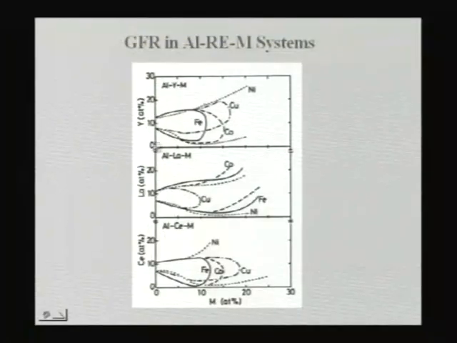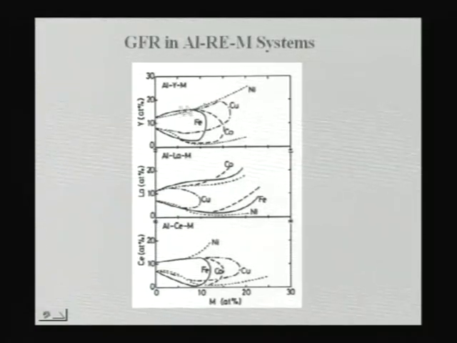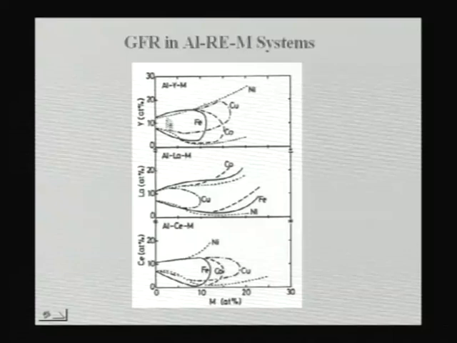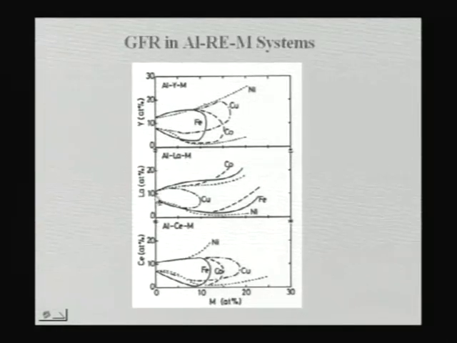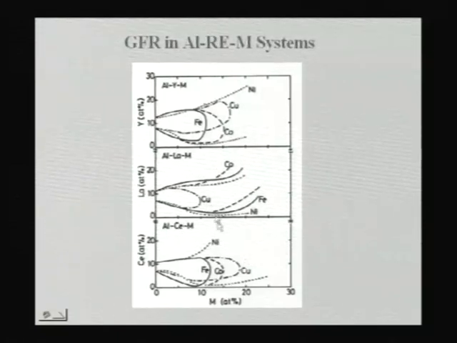So you can see this is aluminum, yttrium, various metals, transition metals, for example iron, copper, cobalt, nickel. So this domain tells you what is called the glass forming domain. On one side yttrium, on the other side the metal percentage is plotted. So you can see this particular domain gives you the glass forming range, and for various yttrium, lanthanum, cerium type of rare earths, if you put various transition metals, how the glass forming domain can be expanded can be seen in this kind of a figure. So one can really expand.